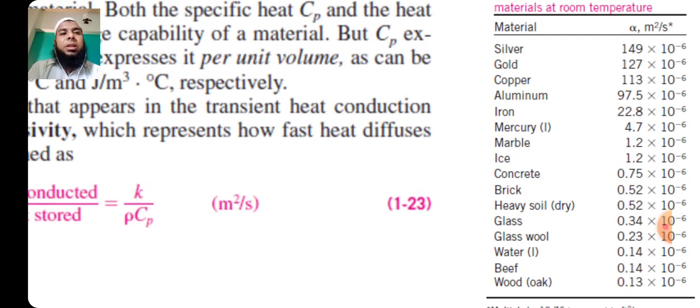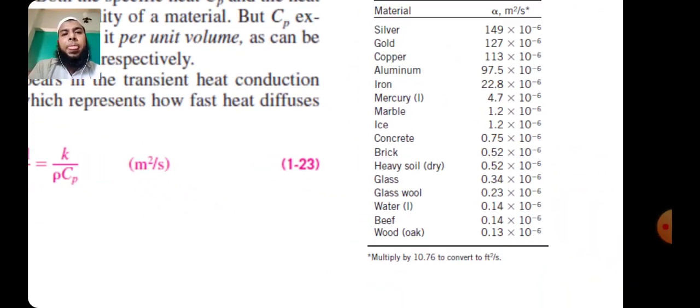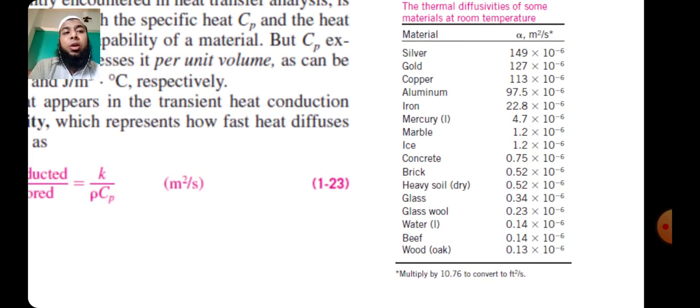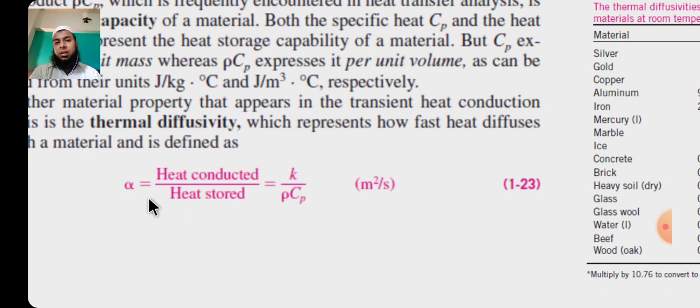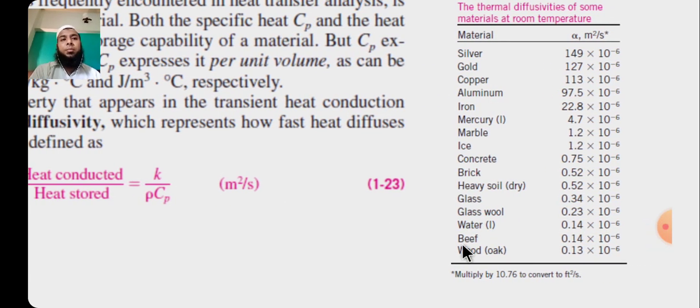So you can compare the value of diffusivity. Like wood, we have a very low value, 0.13 times 10 to the power minus 6. So we have a very low value for wood, then beef, then water. All of them, glass wool, heavy soil, are bad conductors of heat, and they absorb heat but do not transfer it from one point to another. That's why they have a very low value of alpha. They store more heat than conducted, so the alpha value is lower.